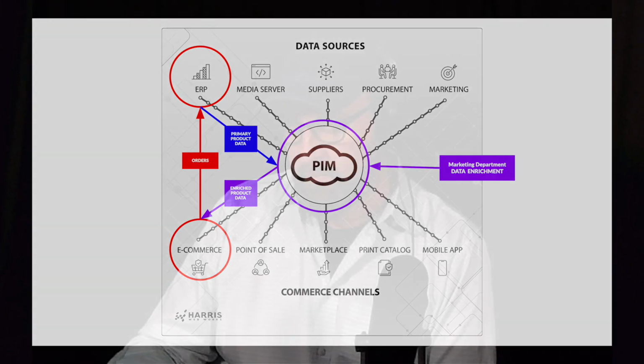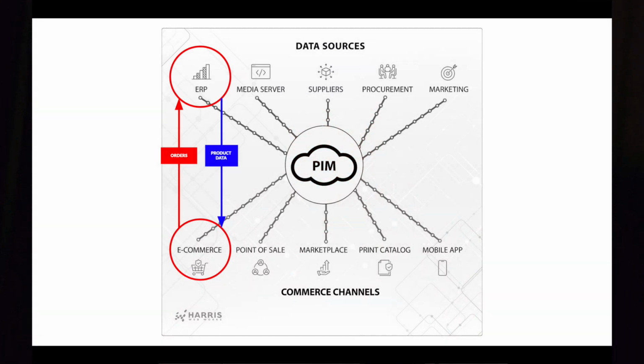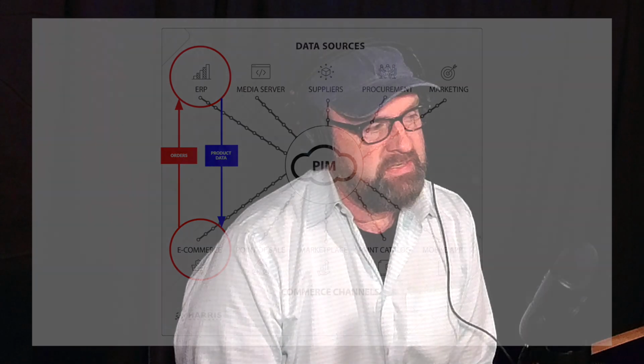Now, why might you need this? Well, a current company, a smaller company, might be doing this already, but they're using their ERP system. So their ERP system has product data in it, and in an example, that product data gets mapped over to their e-commerce system, and then their orders go back to the ERP. Now, the ERP is not a PIM.